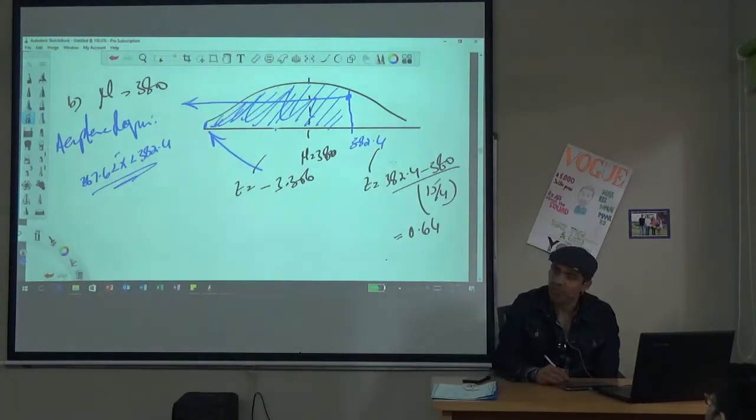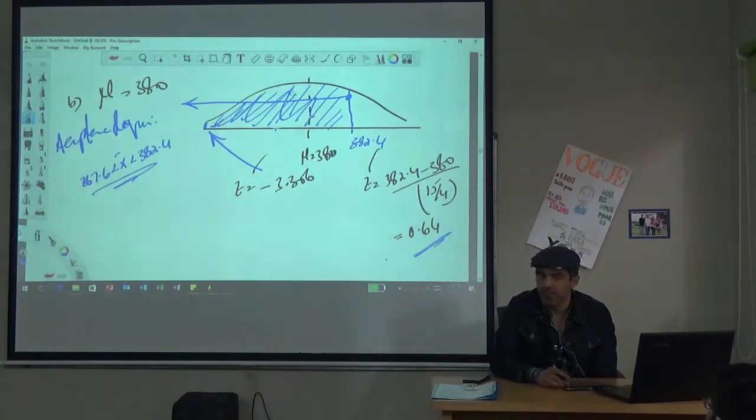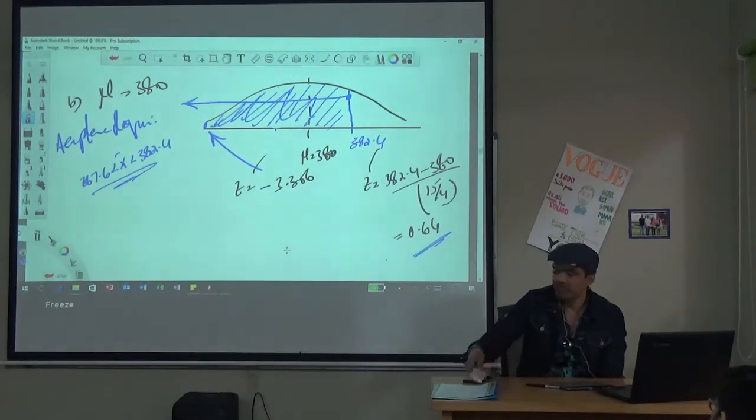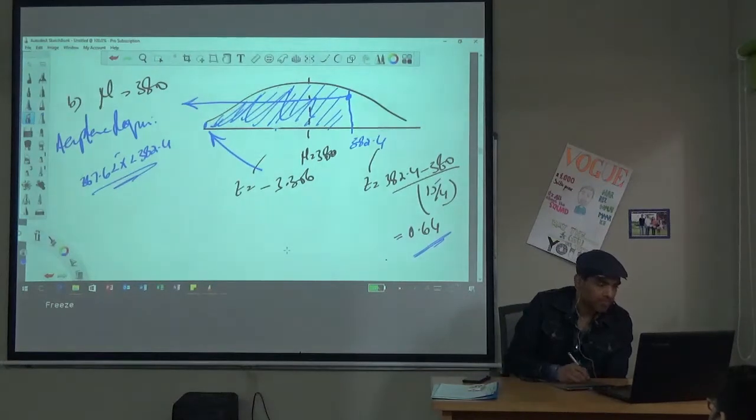So I'll just refer the table with respect to just 0.64. And whatever the probability comes out, that's the answer. Are you getting the point here? So let's check the table for 0.64. Does anybody have the table? Can you give me the value of the probability for 0.64?